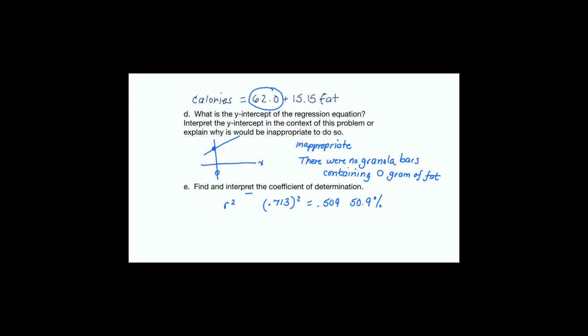If we interpret the coefficient of determination, that means that about 51% of the variation in y, in other words, 51% of the variation in calories, can be explained by the fat content.